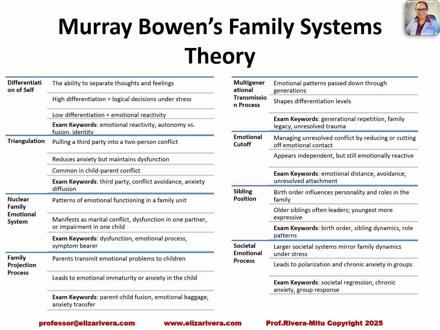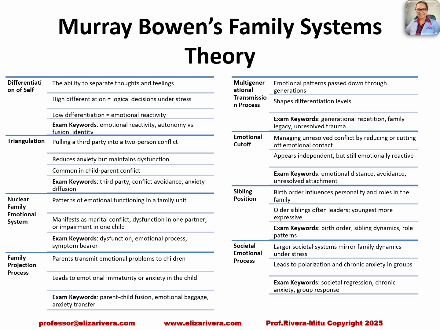This slide outlines the core concepts of Murray Bowen's family systems theory, which helps us understand family dynamics and emotional functioning. Differentiation of self highlights how individuals manage their thoughts and feelings, and how well a person can separate their thoughts and feelings and remain autonomous in the midst of family pressures. Higher differentiation enables calm, logical decisions under stress, while lower differentiation leads to emotional reactivity.